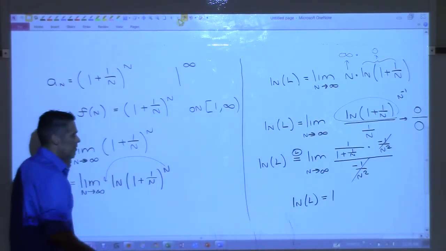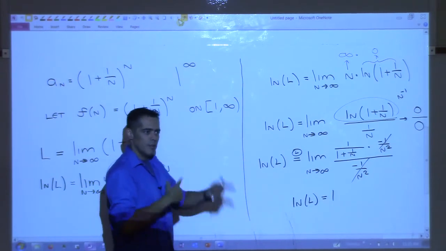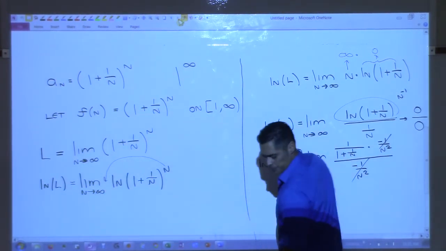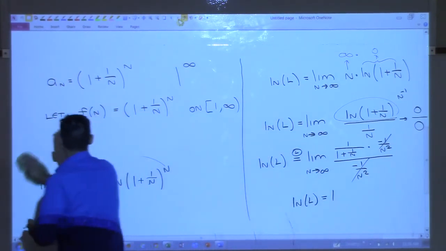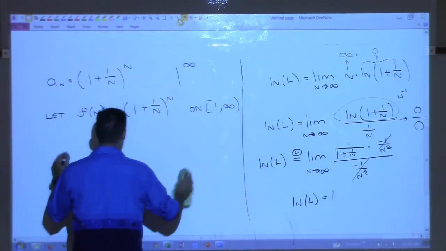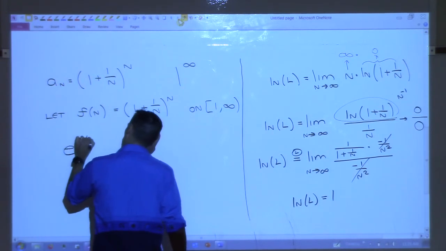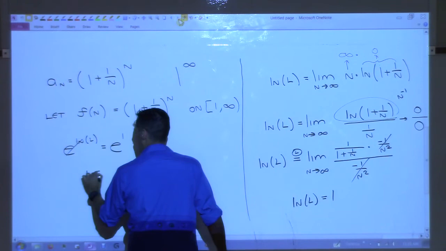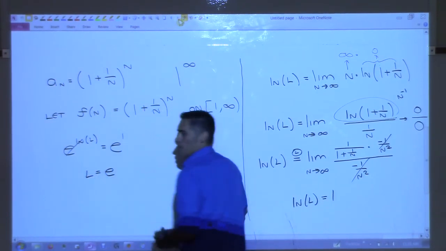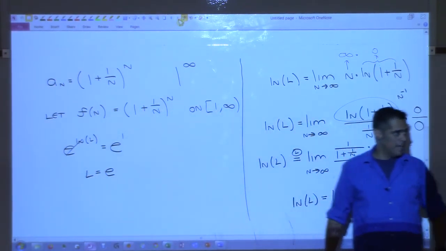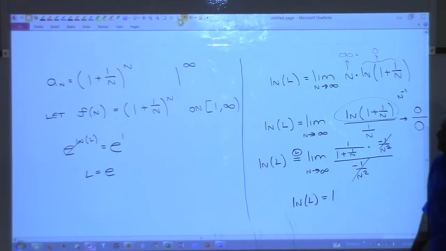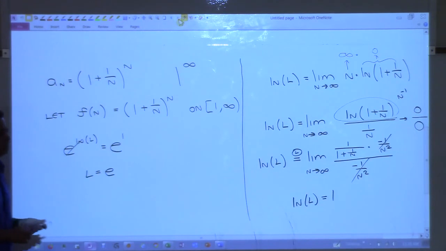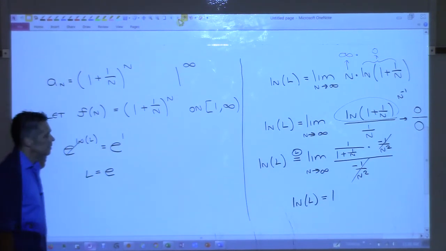So how do we get rid of, we're going to undo the natural log now. To undo the natural log, we come in with e on both sides. So my last step here is to take e on both sides. So e raised to the natural log of L equals e raised to the 1. These cancel off. We get L is equal to e. So the limit is e. I'm just applying e to both sides of the equation to undo the natural log.